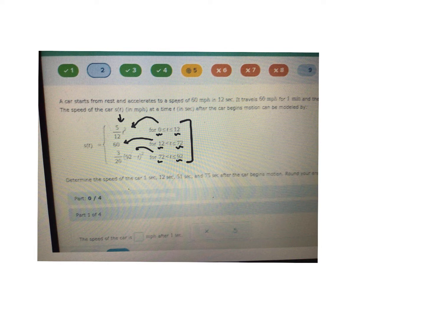So when it wants you to determine the speed of the car after 1 second, well, 1 is between 0 and 12, so I want to use that first expression. For that first one, if t is equal to 1, I'm going to plug in, I'll have 5 over 12 times that 1 squared. Now, following order of operations, I have to take that exponent first. 1 to the 2nd power is 1. And so I'm going to have 5 twelfths times 1, which is 5 twelfths. So that should be the speed after 1 second.